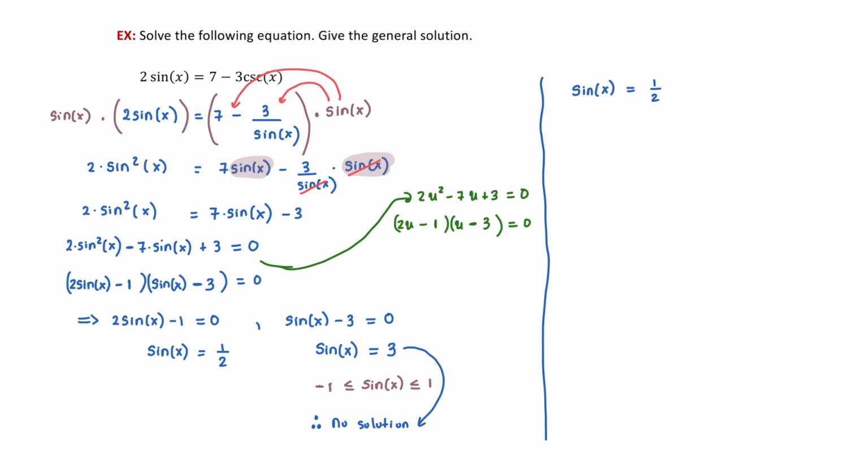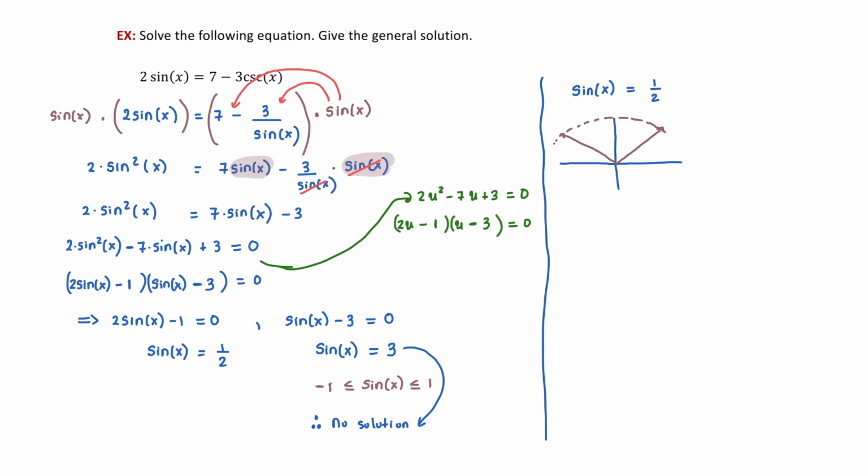And just as we did with the previous problem, we're going to think of the unit circle. And we're going to go ahead and identify the 2 quadrants where sine is positive. Sine is positive in quadrant 1 and sine is positive in quadrant 2. And again, I'm not going to draw the entire circle. You can imagine that it goes like that.